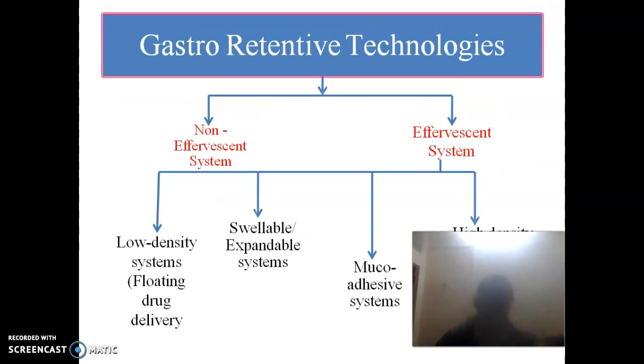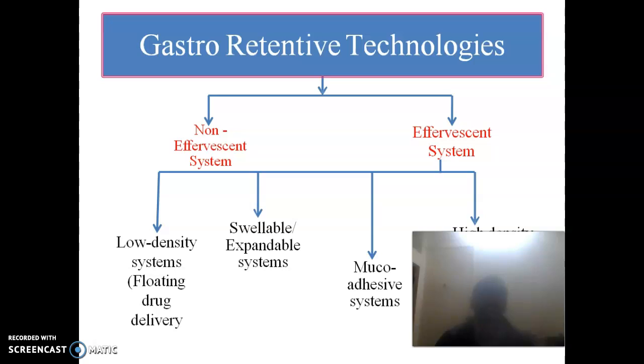Now the various technologies. This is a very important part. Now I want to retain my dosage form in the stomach region. So what are the various approaches for that? So non-effervescent systems, effervescent systems. This is the main category. Under non-effervescent systems, low density system, that is floating, swellable, that is expandable system, then mucoadhesive system, and high density system.